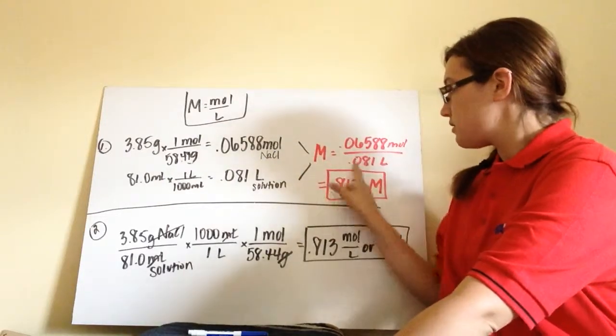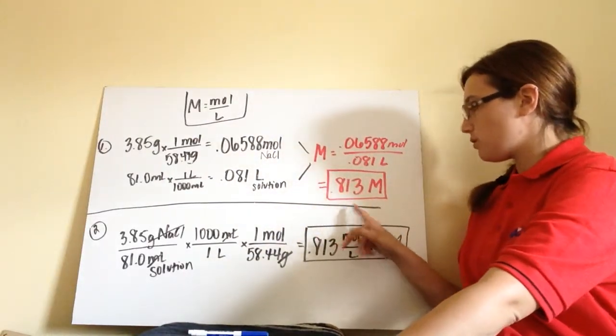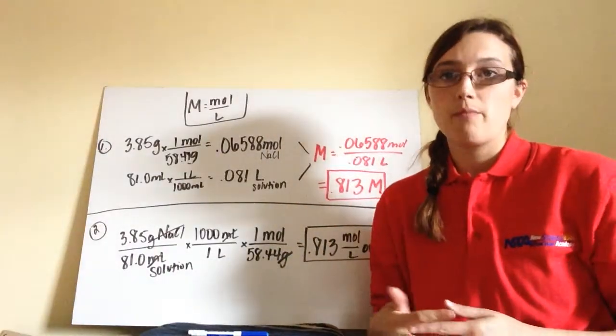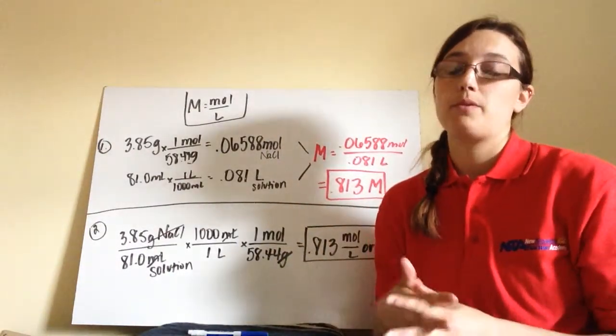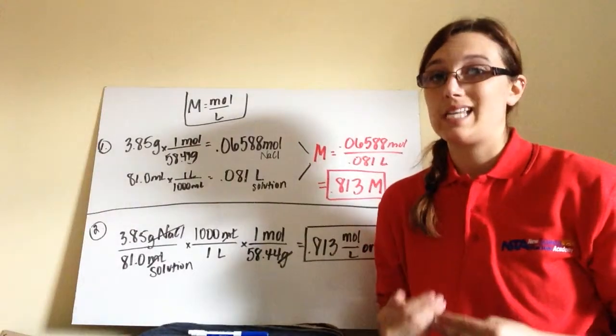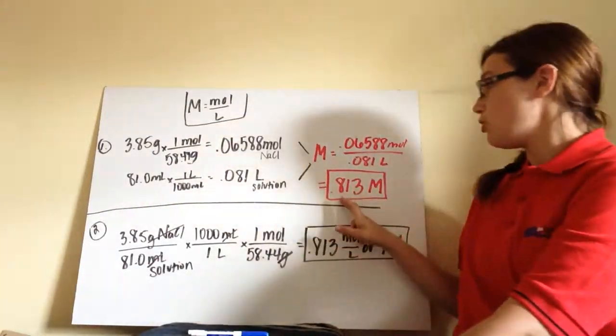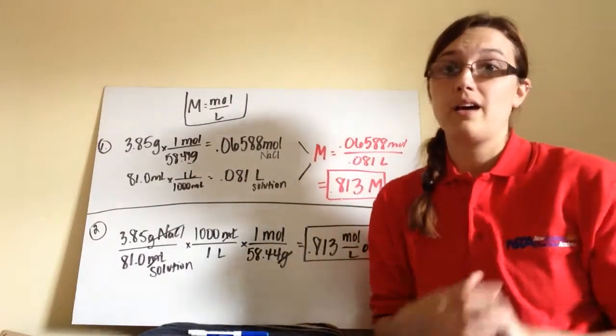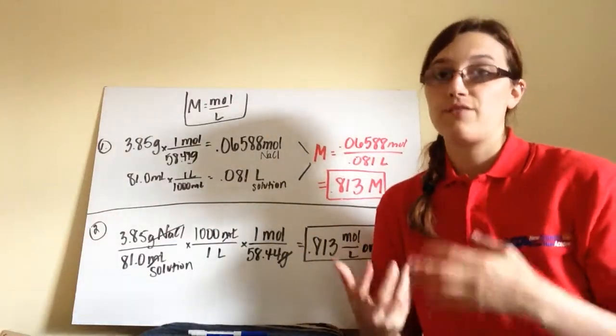So from this formula we get 0.813 molar, big M. Okay, so the large M represents concentration, represents moles per liter. The way that you say it is molar. So 0.813 molar. Notice I have 3 significant figures because in the problem both of your given values had 3 significant figures.